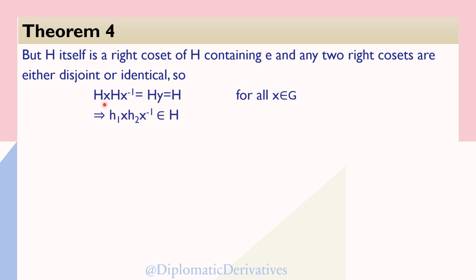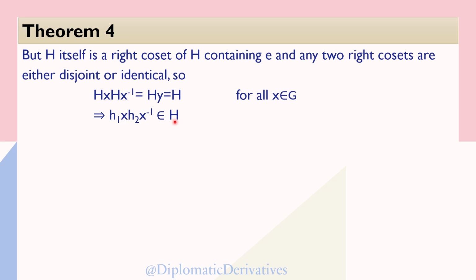Now since HX HX inverse is equal to H, all the elements of HX HX inverse will also belong to H. What is the element inside HX HX inverse? From HX we have h1x, from HX inverse we have h2x inverse, right? So this element has to belong to H. I hope it's clear till this point. So h1x and h2x inverse belong to capital H according to what I just explained.